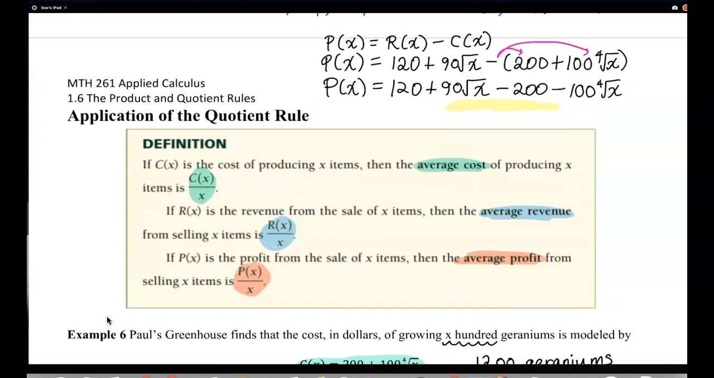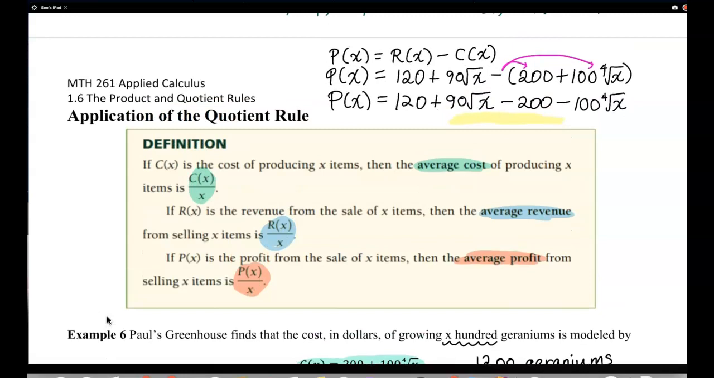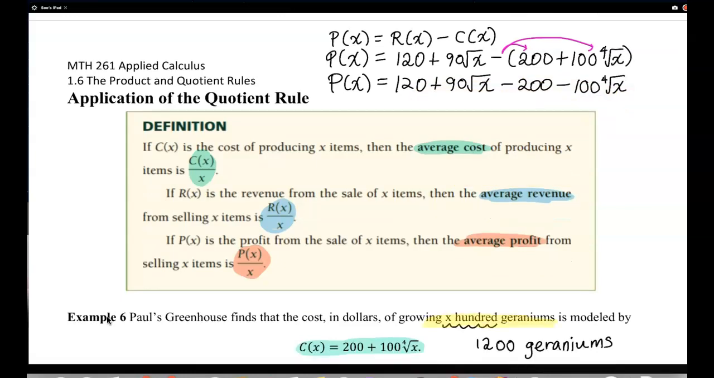Okay, I'll do it here. What is that? That was for the geranium.